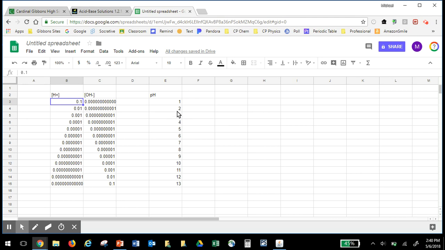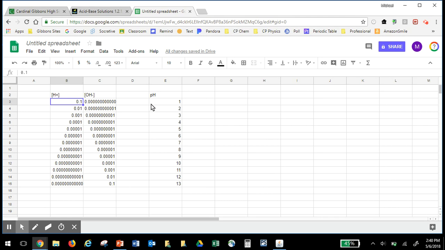This is 10 to the minus 2. We negate that to make it positive 2. And on down. So as you see, the reason why pHs of basic solutions are very high is because the concentration of H plus is very low, and therefore the concentration of OH minus is very high.